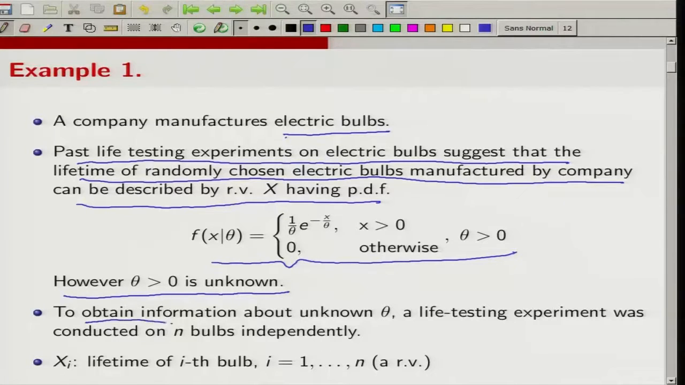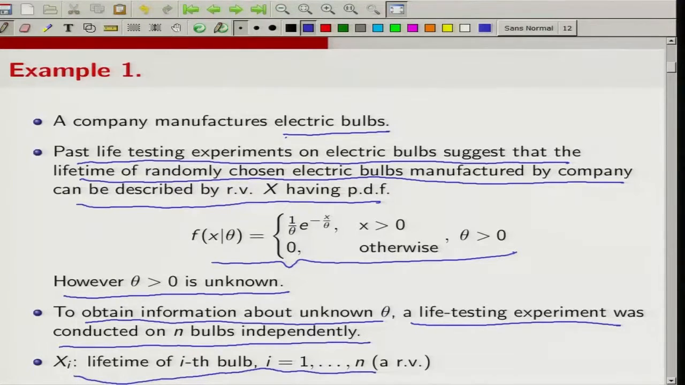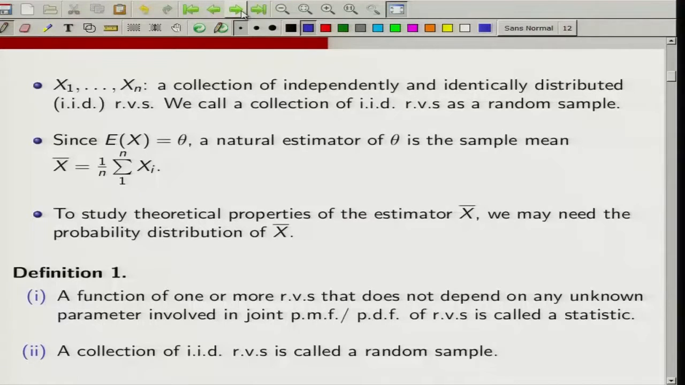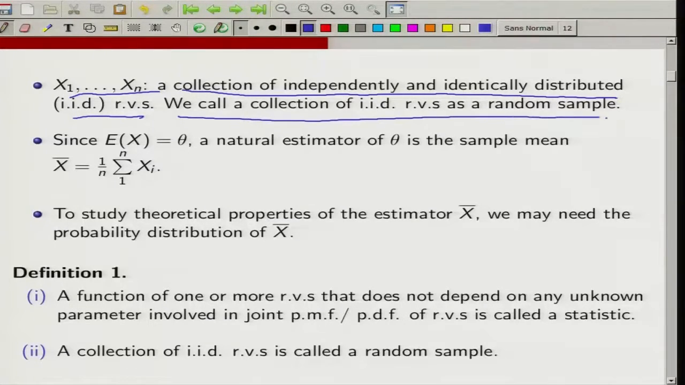Now, to obtain information about unknown theta, a life testing experiment was conducted on n electric bulbs independently. Suppose Xi is the lifetime of the ith bulb. Note that this is a random variable, which we do not know in advance what value it will take. So what I have is n lifetimes, X1, X2, ..., Xn. This is a collection of independent and identically distributed random variables. We call a collection of IID random variables a random sample.